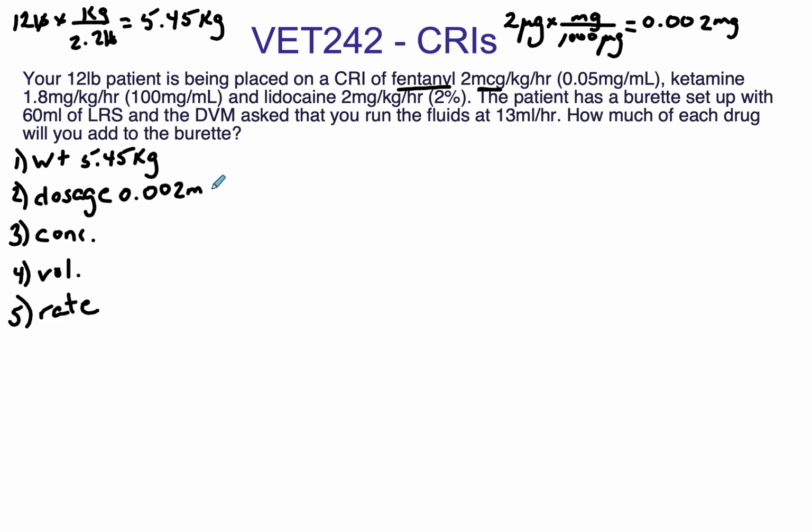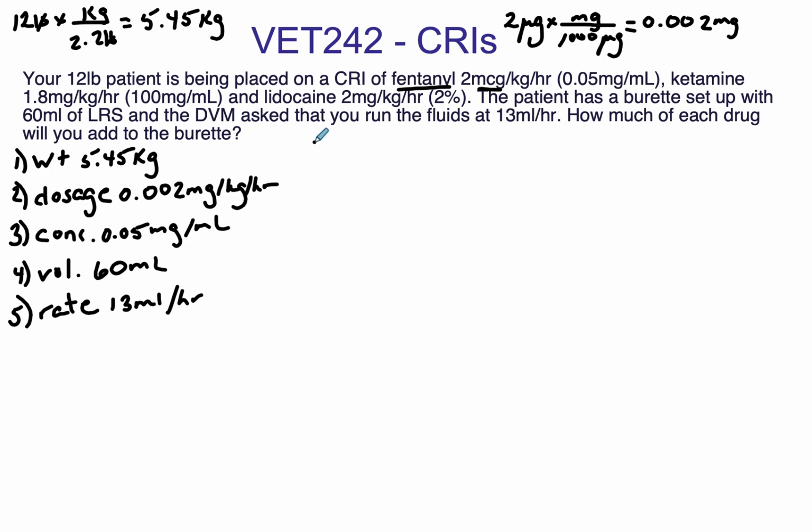0.002 milligrams per kilogram per hour. My concentration of fentanyl I'm given is 0.05 milligrams per mil. Now my volume and my rate are going to stay the same for each of the drugs because we're using the same delivery method. So my total volume in this case, because I'm using a burette, is 60 mils, so a much smaller volume than we're used to. And the veterinarian told me that I'm going to run it at 13 mils per hour. Okay, now I am ready to go.